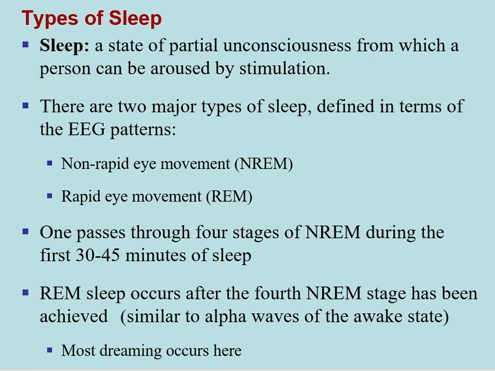So when we talk about sleep, we are talking about a partial unconsciousness, but a person should be able to be aroused by stimulation, should be able to be woken up from sleep. There's 2 major types of sleep, though: non-rapid eye movement, or non-REM, and rapid eye movement, or REM sleep. And generally you go through 4 stages of non-REM, and that's about the first 30 to 45 minutes of sleep.